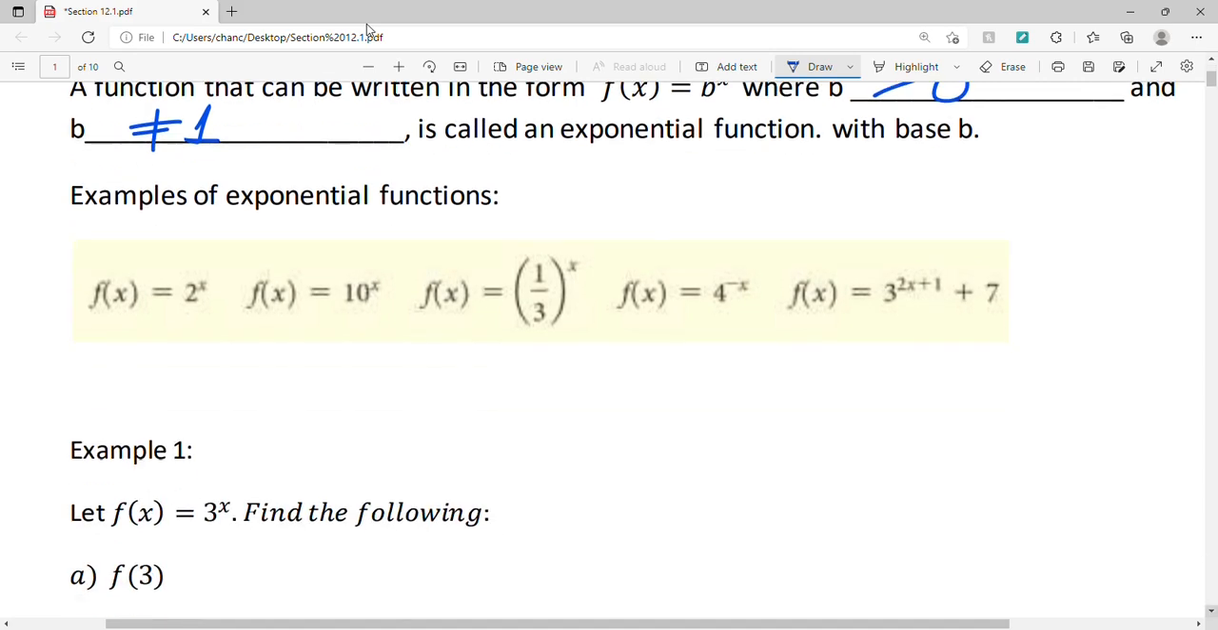Here are some examples of exponential functions. The first one is f of x equals 2 raised to the x. The base is 2, and notice how the exponent x is the power. F of x equals 10 raised to the x is also another example of an exponential function. The base can also be a fraction, such as 1/3, and sometimes we have an exponent that is negative. This is 4 raised to the negative x.